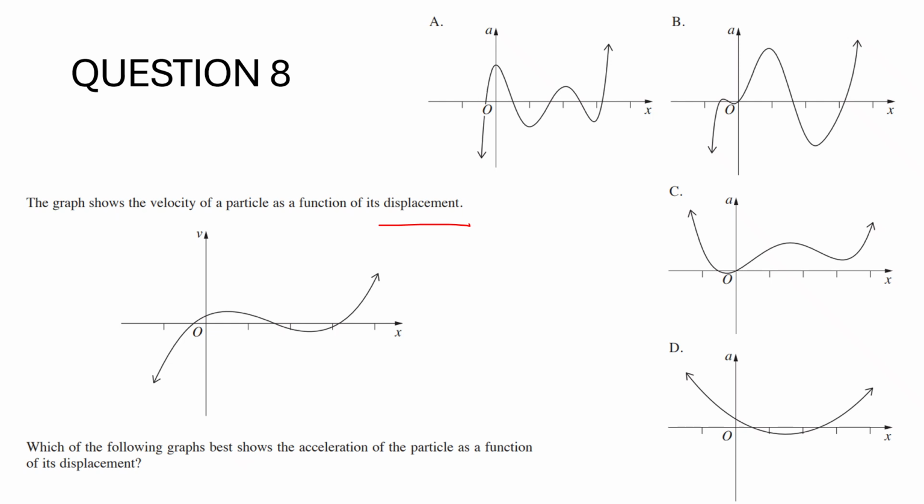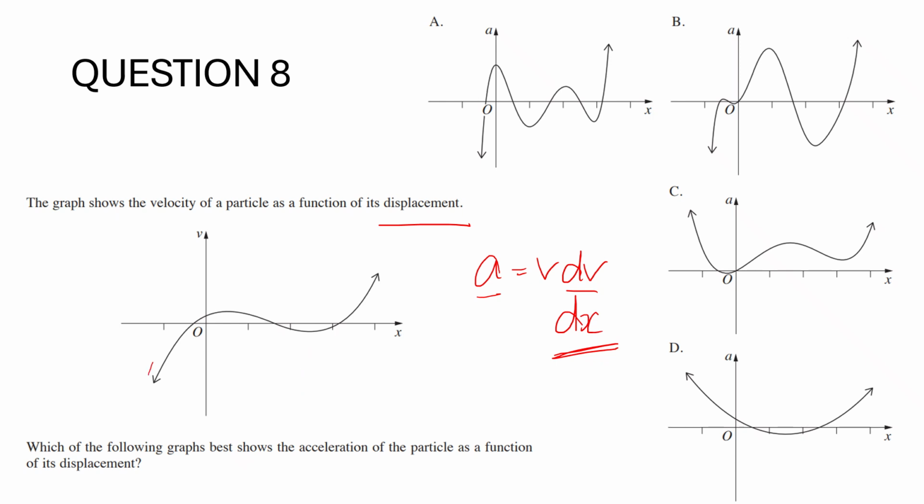Interesting question. So we know acceleration is equal to v dv/dx. So if we find the derivative of this graph and then multiply it by this graph, we'll have a graph of acceleration. Okay, so let's do the derivative.